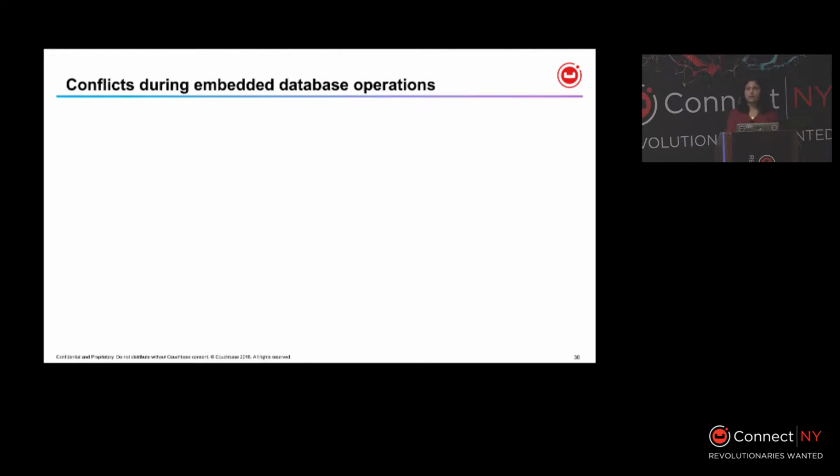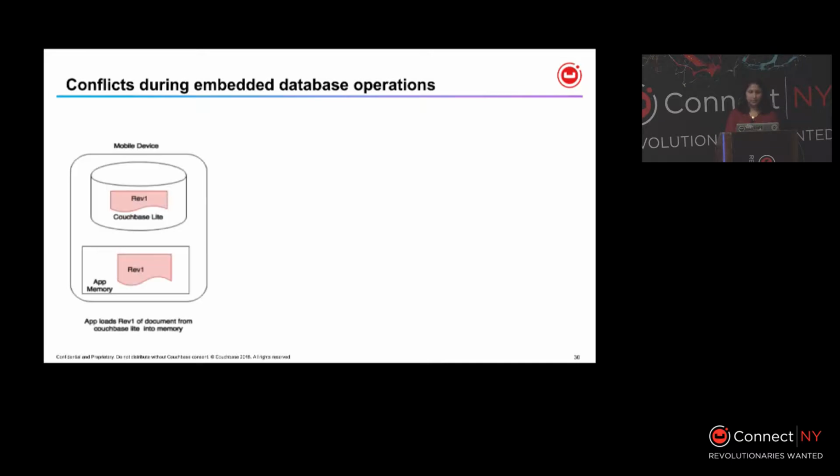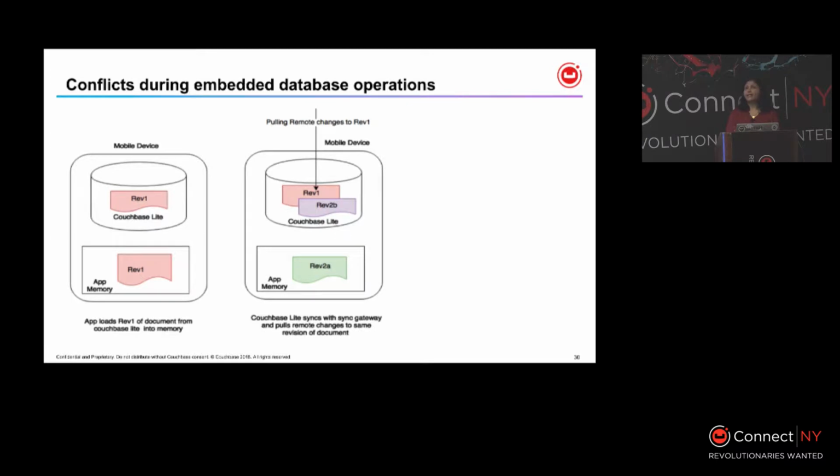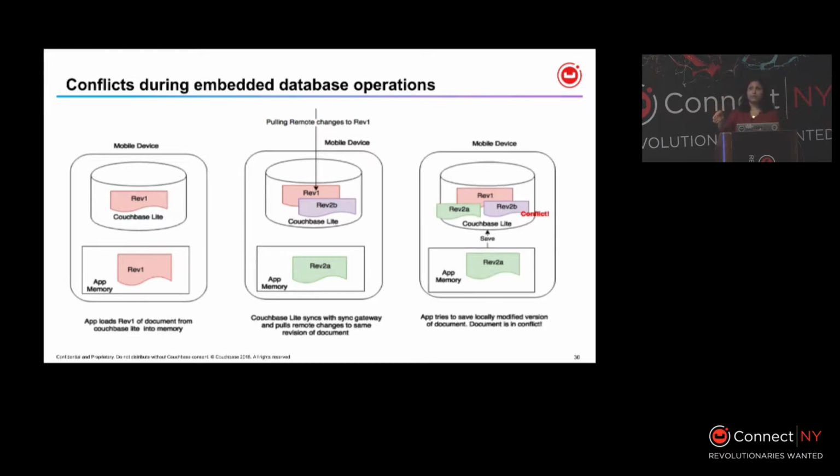So why do conflicts occur? I mean, it's inevitable in an environment where there are concurrent writers, correct? So let's say you have a Couchbase Lite database. You have loaded revision 1 of a document into memory, and you're editing it. So you've got a revision 2A in memory. But at the same time, while you're editing, the document is actually getting replicated. So a new version is getting pulled from the server. So at a later point, when you try to save your in-memory version of the data into the database, you're going to get a conflict.